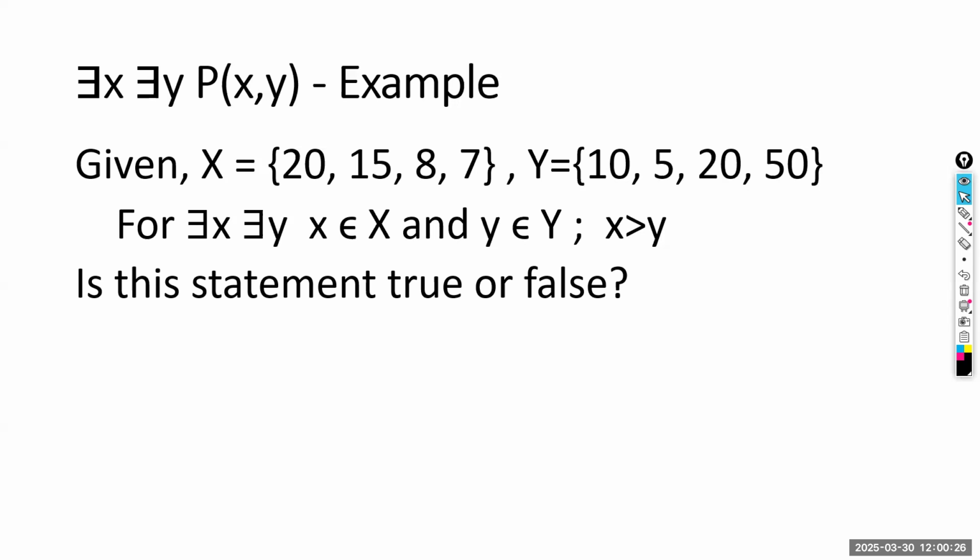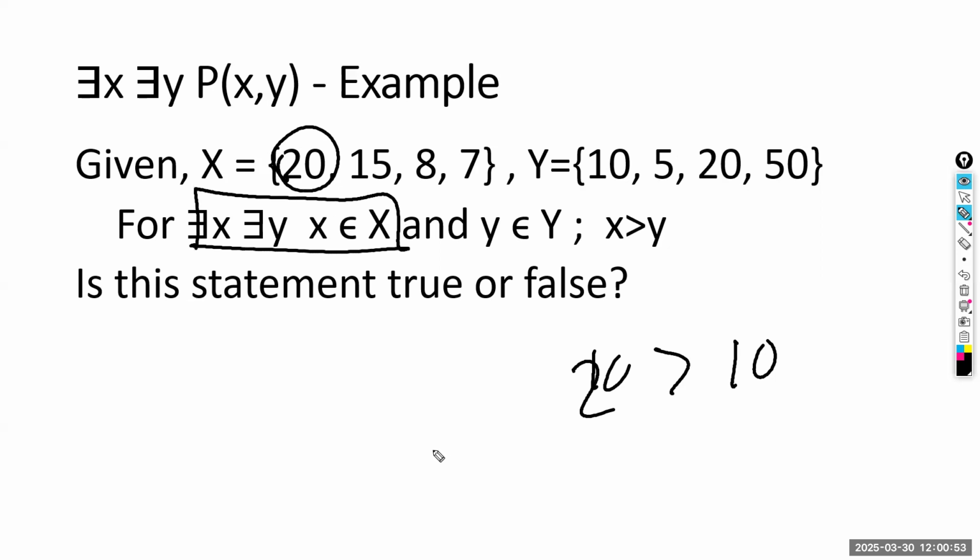Now this one is easy because it is exists x, exists y. That means if you can find at least one pair that satisfies this, that is the end of the story. At least one pair. Obviously, right? For example, if you take x is 20, y is say 10, obviously 20 is bigger than 10. So there are plenty of combinations, right? You just need to find one. Even if you take 15 and 5, 8 and 5, 15 and 10, so many possibilities. We just need one.